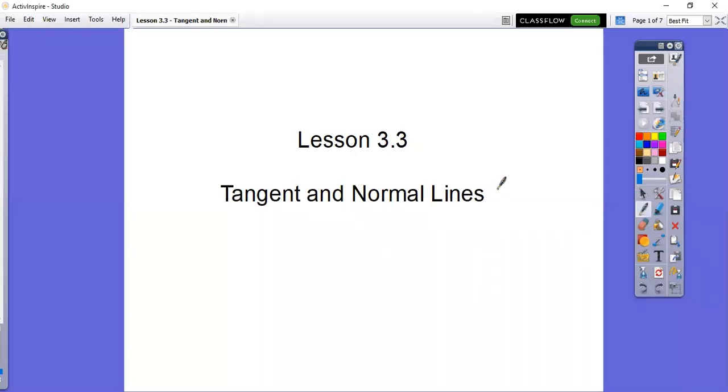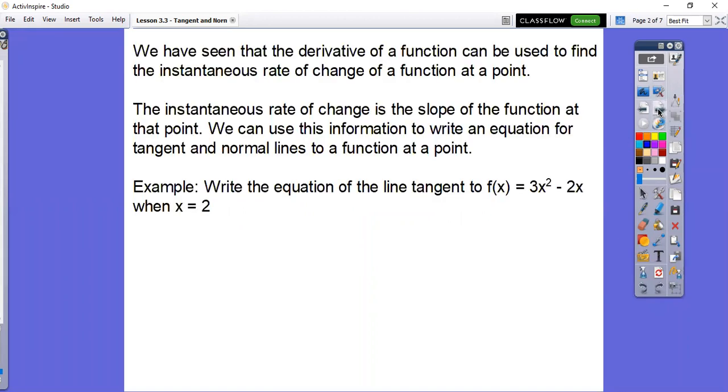Welcome back for lesson 3.3 about tangent and normal lines. Last time we talked about some basic derivative rules, and today we're going to talk about how we can use what we know about derivatives to write equations for tangent and normal lines to curves. So let's get cooking.